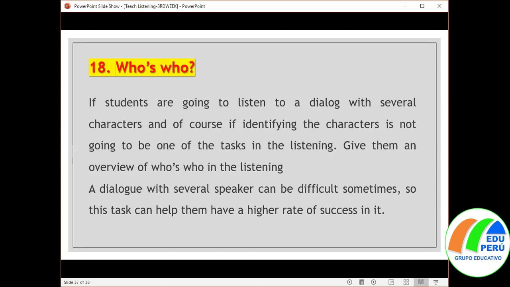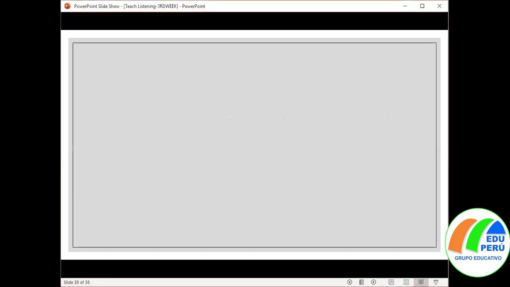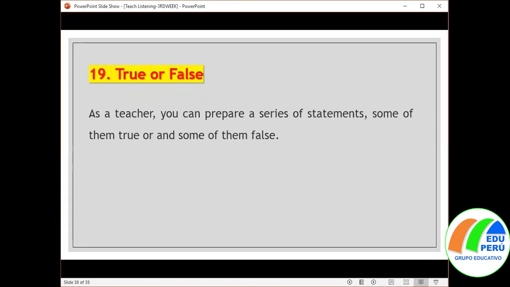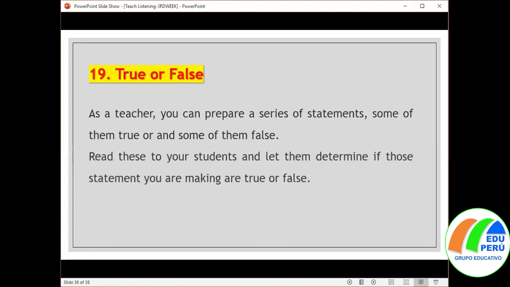All right. And the last activity that we are going to talk about today, because we're just getting to the end of the lesson, to the session, is true or false. As a teacher, you can prepare a series of statements, some of them true and some of them false. Read these to your students and let them determine if those statements you are making are true or false. Remember, the statements and the sentences must be related to the topic, obviously. So you can write some false and some true statements, and your students have to determine if these statements are true or false about what they are going to listen.